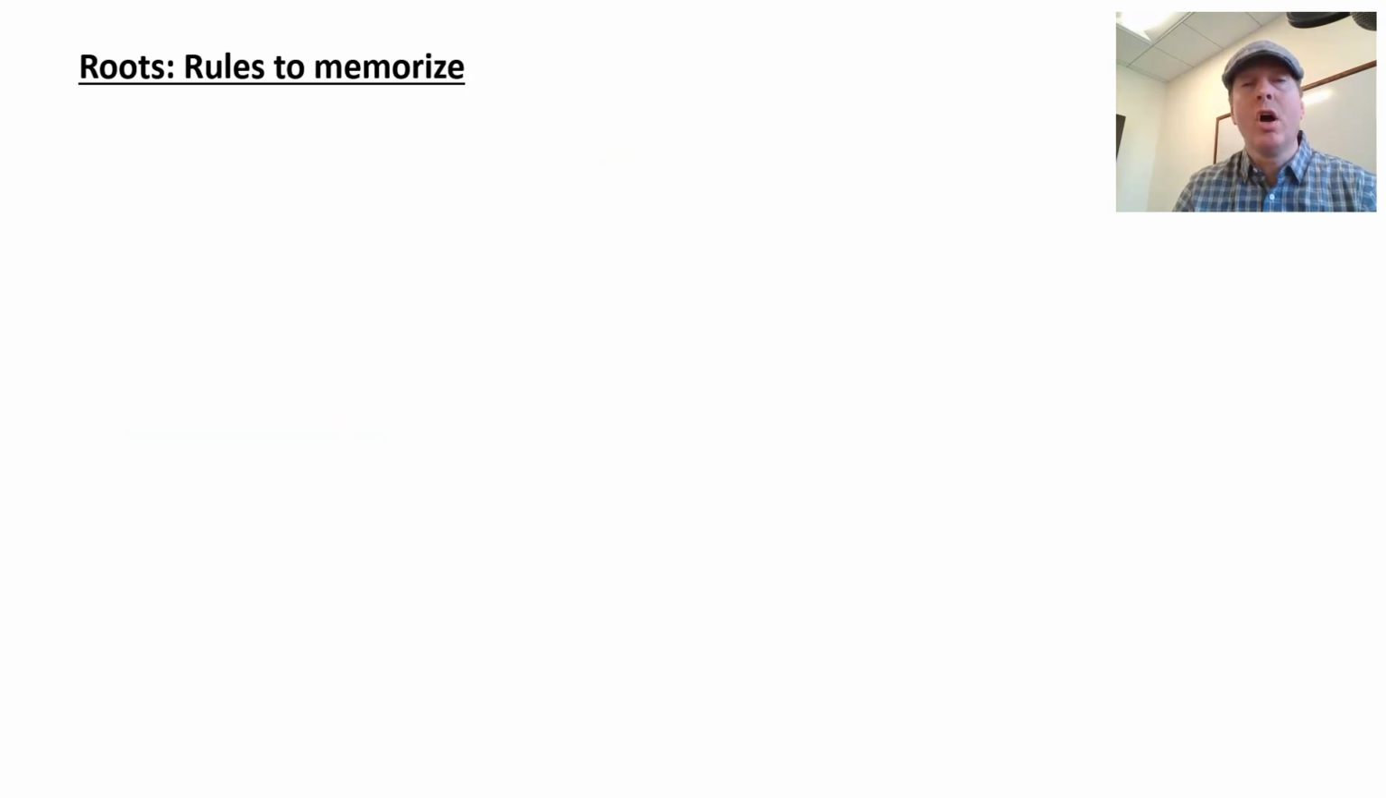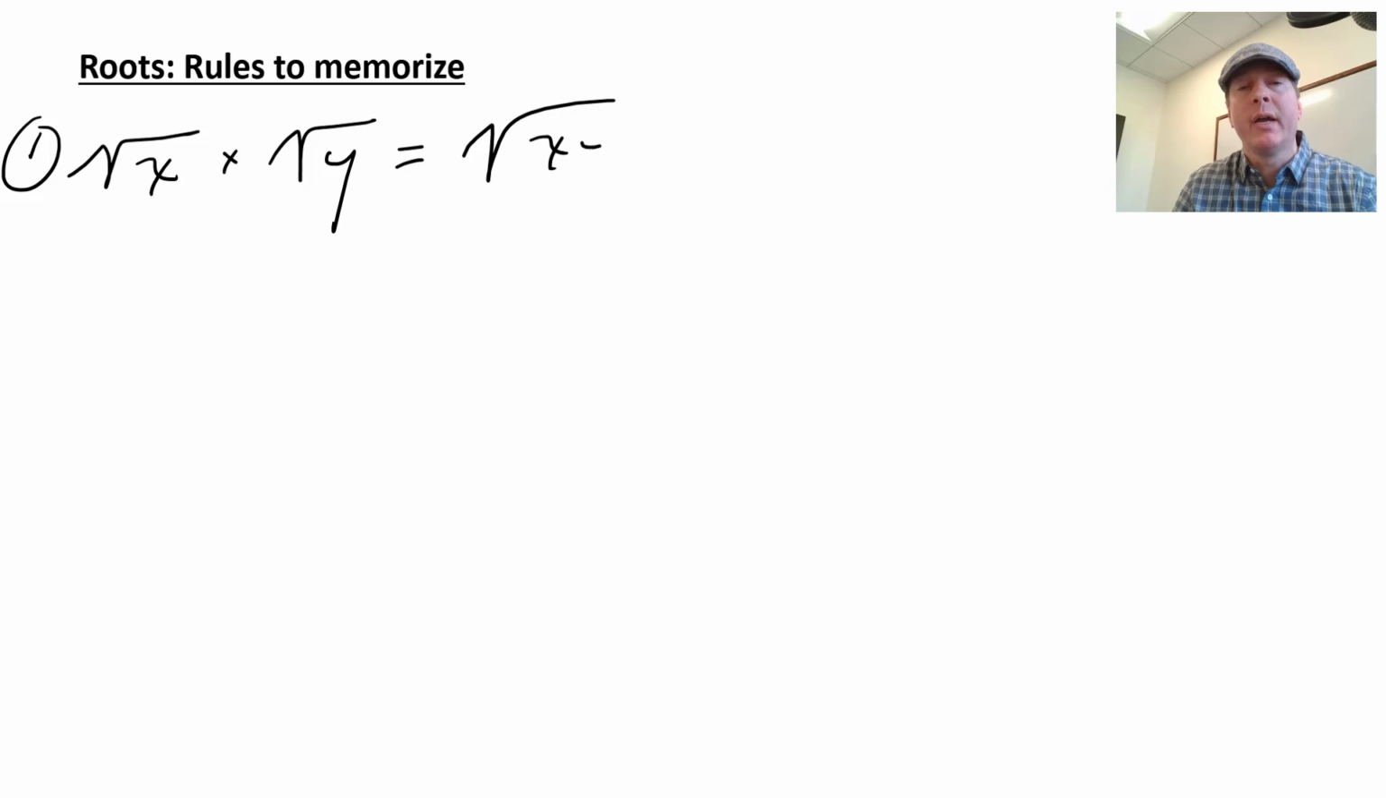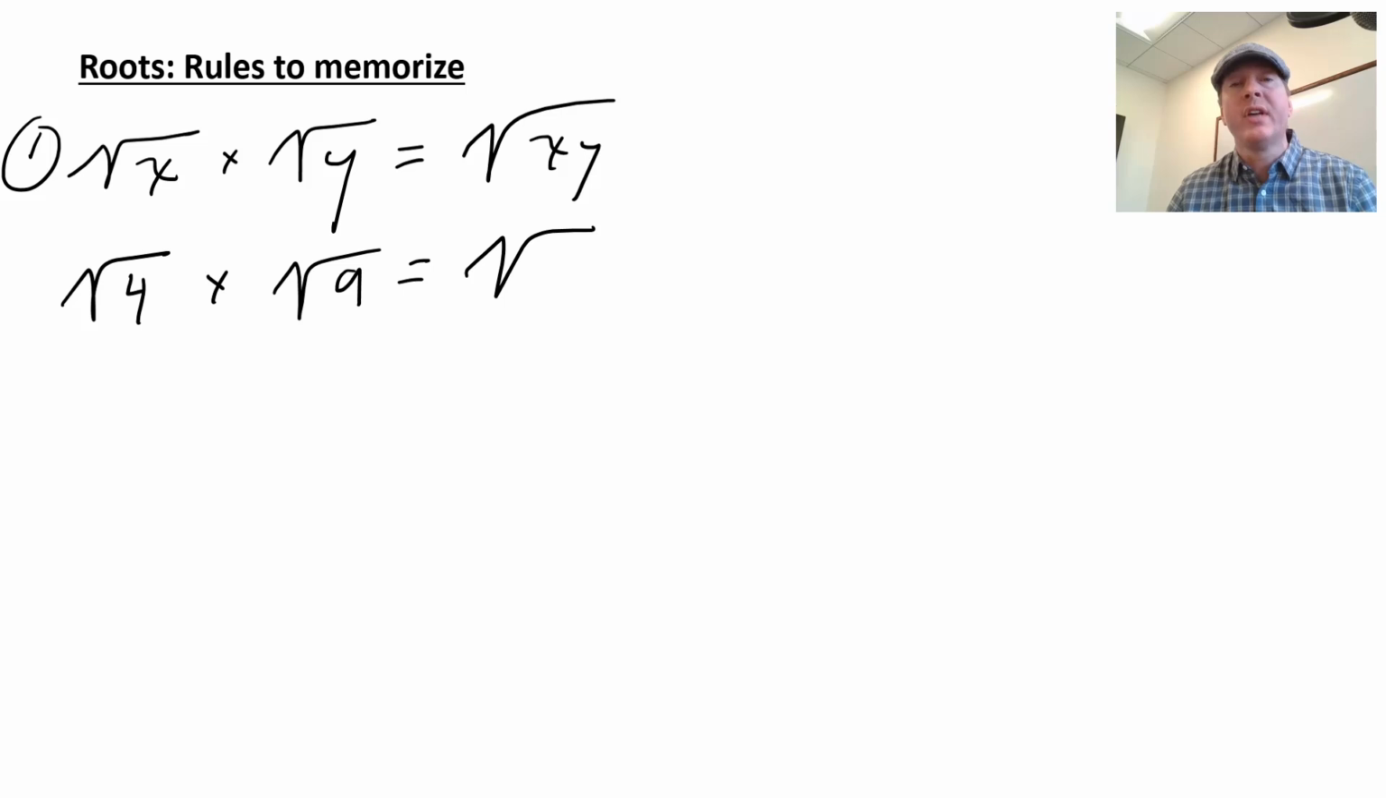Let's talk about some rules, some laws to memorize with regard to roots. So if I had square root of x times square root of y, that is equal to the square root of x times y. If you're multiplying the numbers, you can put them underneath the same square root sign and multiply them underneath the same square root sign. So if you asked me what is the square root of 4 times the square root of 9, that's the same thing as the square root of 4 times 9. And 9 times 4 is 36. So that's the same thing as the square root of 36. And that makes sense. Square root of 4 is 2. Square root of 9 is 3. 2 times 3 equals 6. And yes, the square root of 36 is 6. So that's an important rule to memorize.